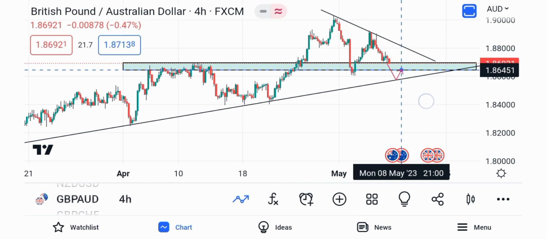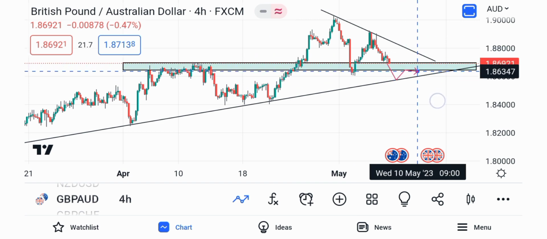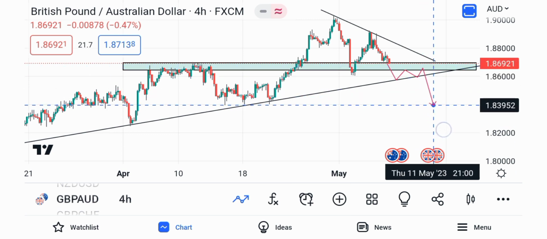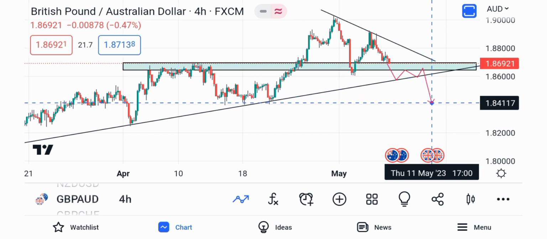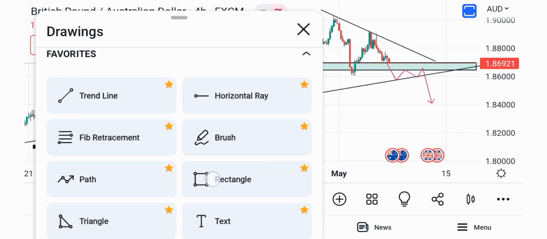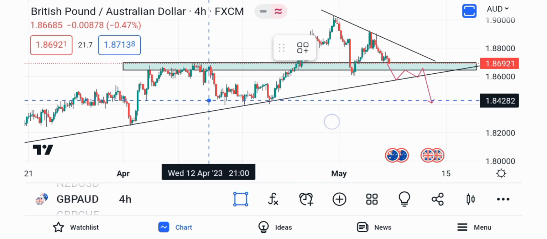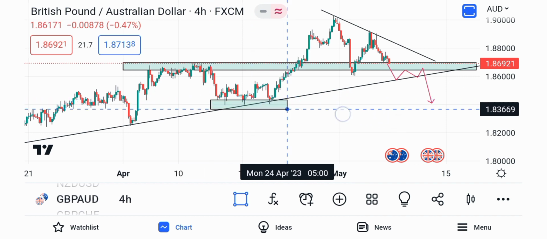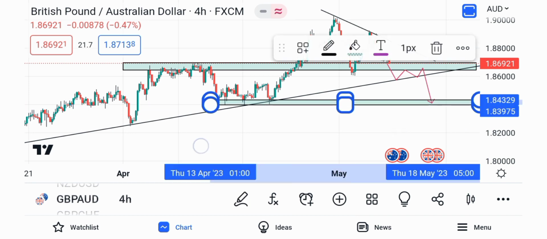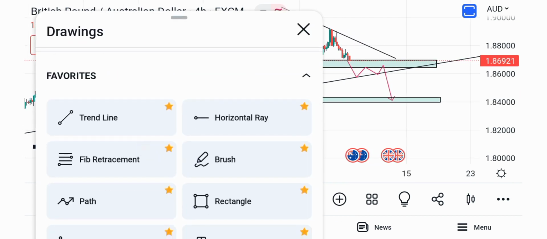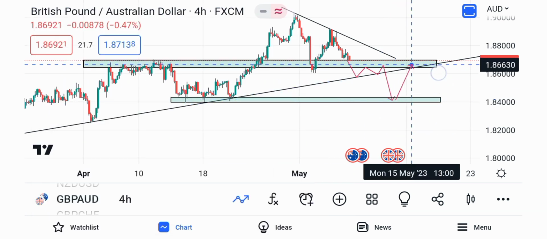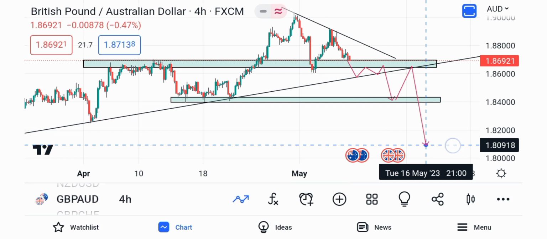Or it's likely that price can range here, then break this trend line. So once price breaks this trend line, my target will be this point. If price breaks this trend line, my target will be at this point. Then expect a correctional move to this side, then continues with a downtrend.